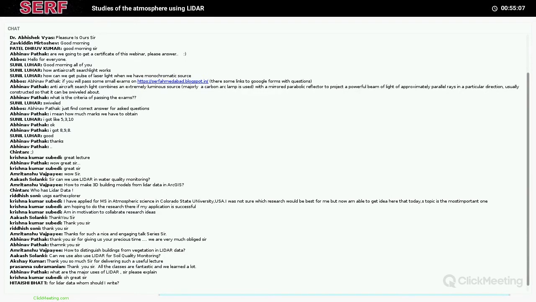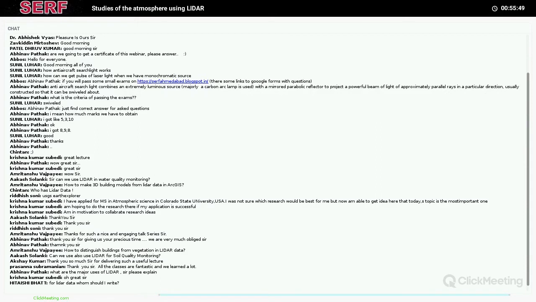How to distinguish building from vegetation in LIDAR data? Because a building will give a very strong signal, since the backscattered radiation will be very strong, and vegetation will not give that strong a signal. Similarly, aerosols will give a very, very little backscatter signal, while vegetation will give more, and a building will give still more signal. So you can easily identify the building, the vegetation or aerosols.